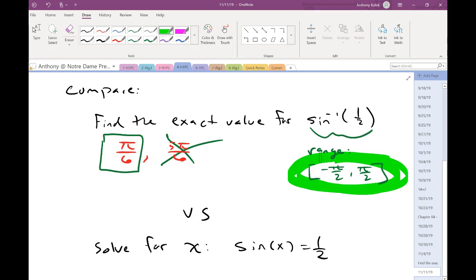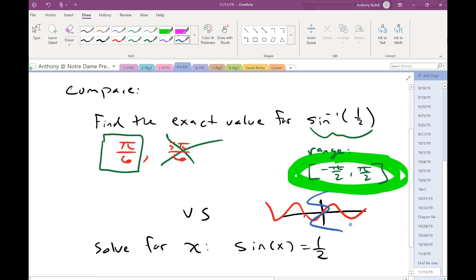What did we need sine inverse to be? We need it to be a function, right? Remember the graph of sine looks like this, right? If we just strictly switch the x's and y's, what we get is not a function, right? It's not programmable into a calculator. You can't do anything digital with it. That's a problem.